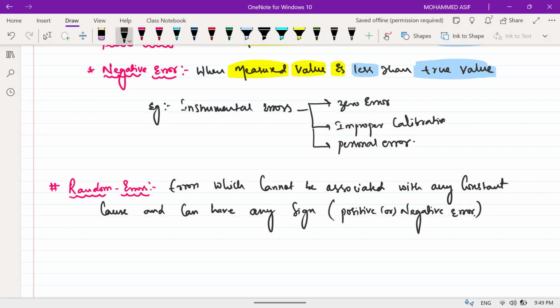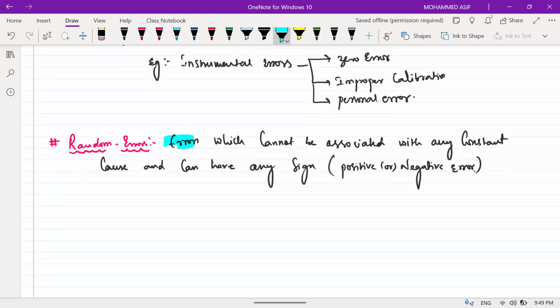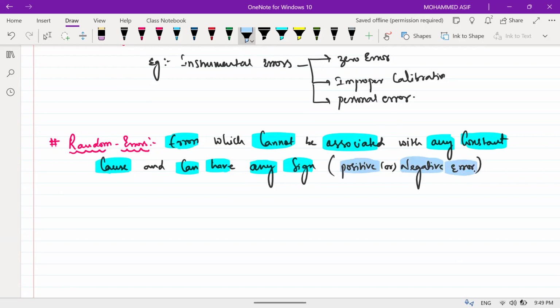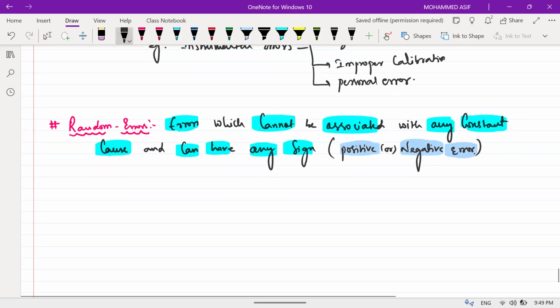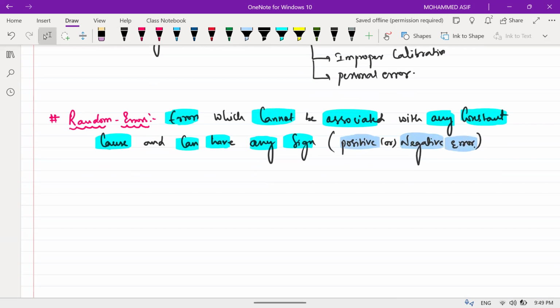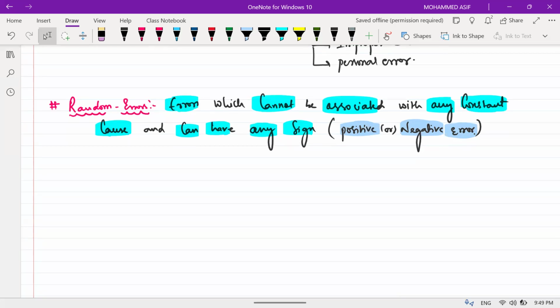So what do you mean by random error? Random error is nothing but errors which cannot be associated with any constant cause. I don't know the cause of that one, and it can have any sign. It can be either a positive error or a negative error. These errors may arise due to random fluctuations when doing an experiment. Suddenly the current goes off and on, or suddenly the instrument falls down. Such errors are called random errors, which are not in the control of a human being at that time.